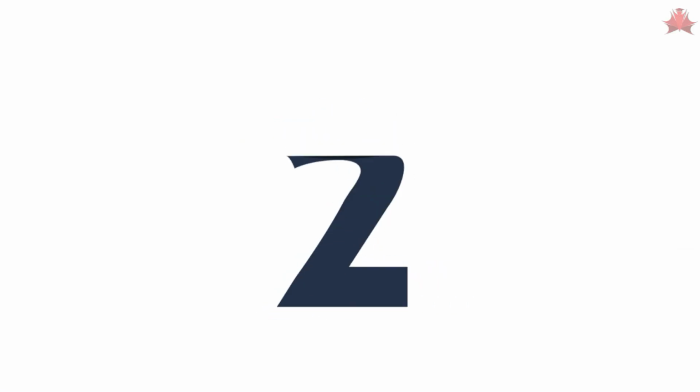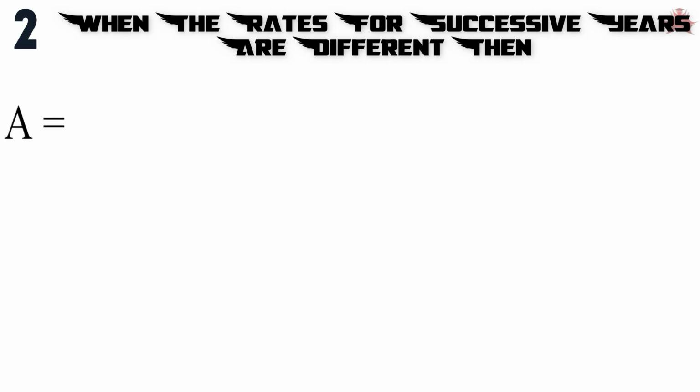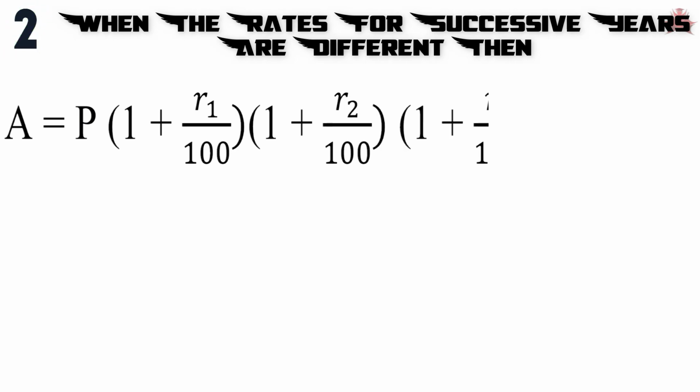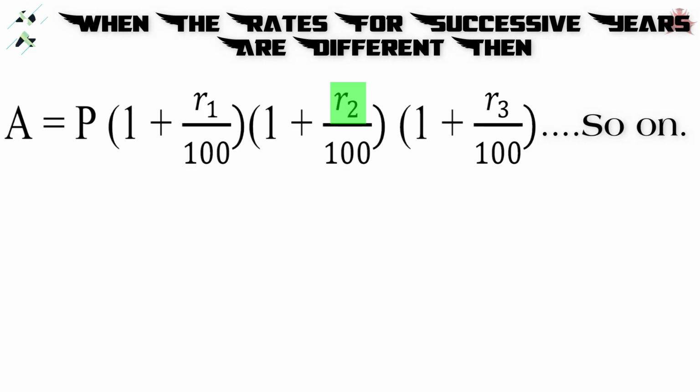The second one, when the rates for the successive years are different, then A is equal to P into (1 plus R1 divided by 100) into (1 plus R2 divided by 100) into (1 plus R3 divided by 100) and so on, where R1 percent, R2 percent, R3 percent and so on are the rates for the successive years.